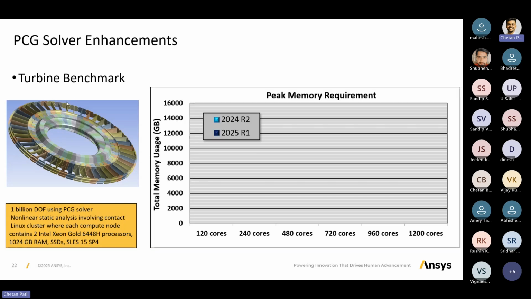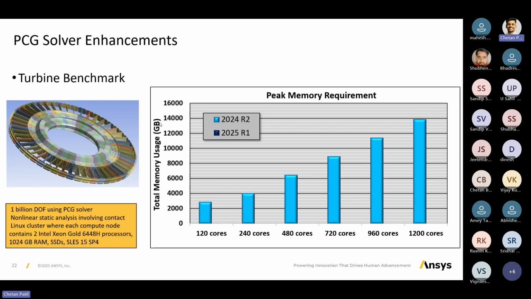Considering the turbine benchmark problem, which has a large number of degrees of freedom present over here, nearly equal to 1 billion degrees of freedom, which was using a PCG solver. This concept was using a non-linear static analysis, which has a large number of contacts in it. So using 1 billion degrees of freedom, the number of cores we are using and the amount of memory usage has been mentioned over here with respect to the versions.